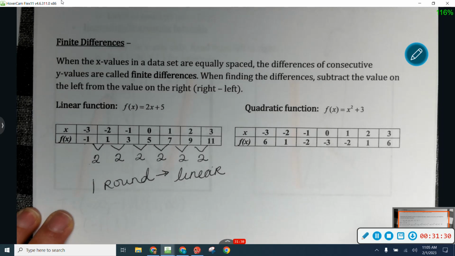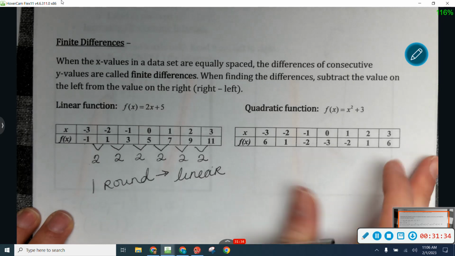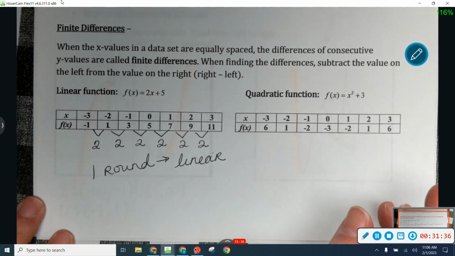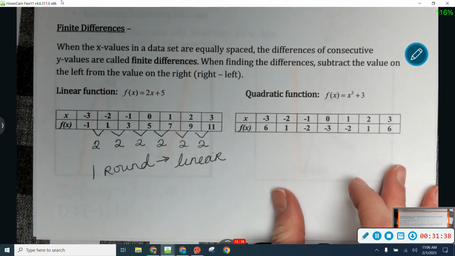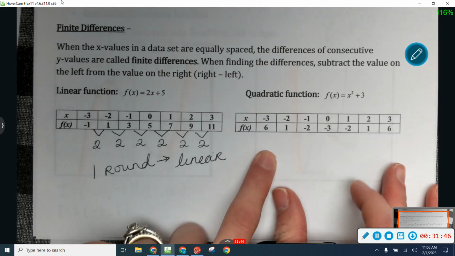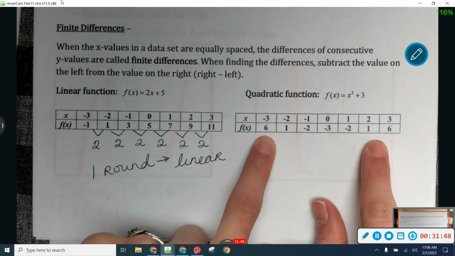Okay? Now I'm not doing the algebra and doing the slope and point slope form and all that to get the linear equation. We're going to use our calculators to get the equations. We just have to figure out what degree is it. Okay? So if I do one round and it's linear, now I'm going to look at this next table.